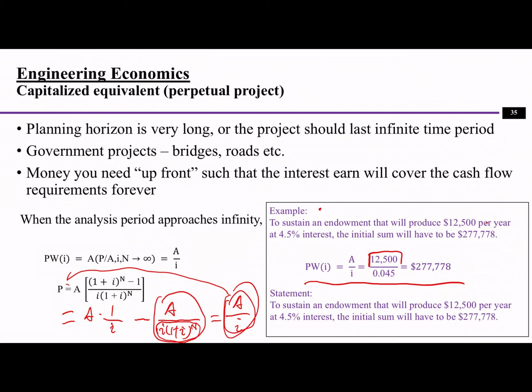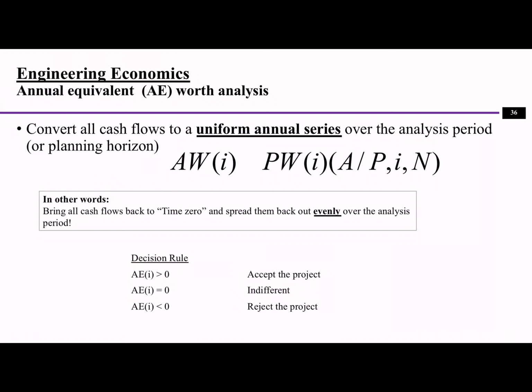All right, the next decision criteria is annual equivalent worth analysis. Actually, it's very simple to understand. For the present worth analysis, we converted all the cash flows to time 0. Well, the annual equivalent worth analysis means we convert all the cash flows to the equal payment, to the A. Convert every future value, present value to A. Convert everything to A.